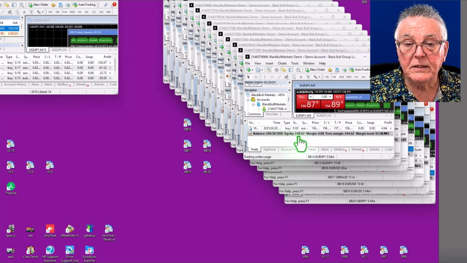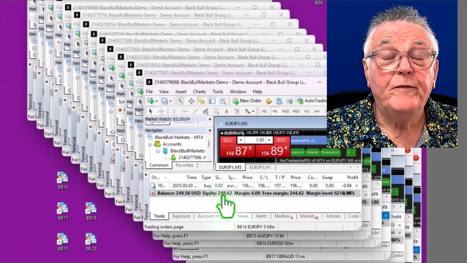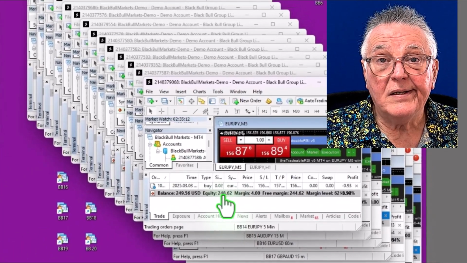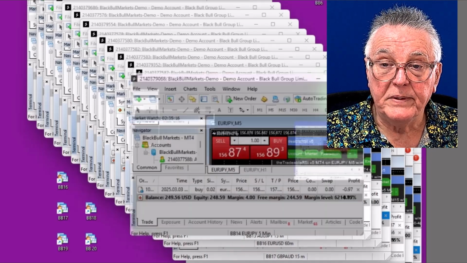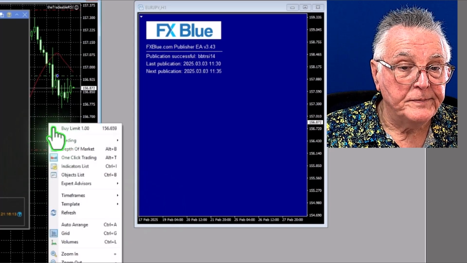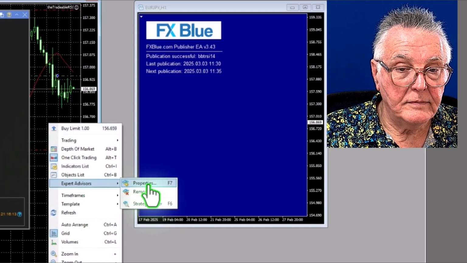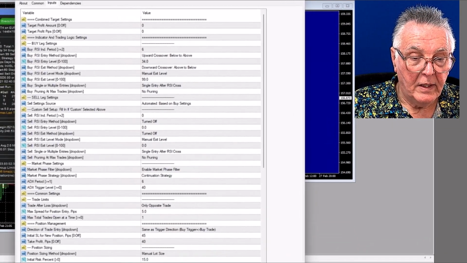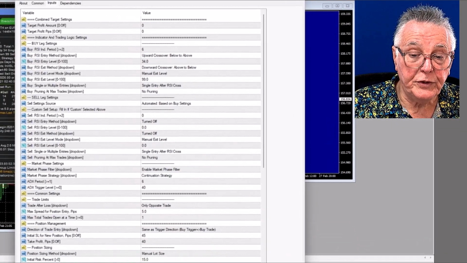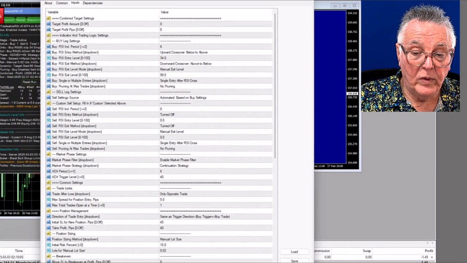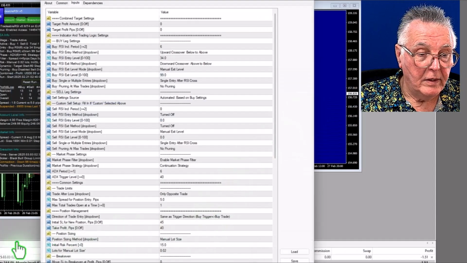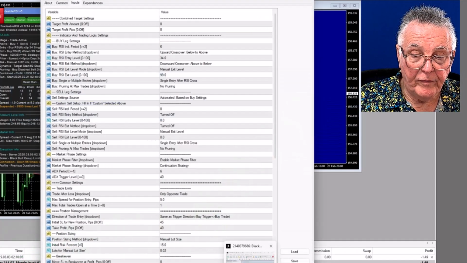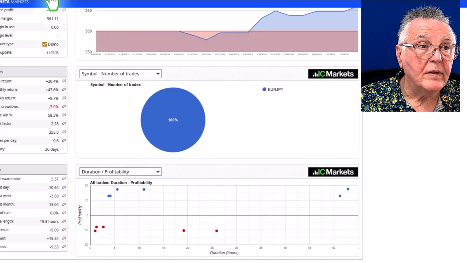Oh, now here's a problem. This one has lost $50, which is like 15%. And let's open up and see what's going on here. Aye, and the lot sizing is 0.02. And what we need to now do is go and look at FX Blue. This one is BB14. So we're going to look at FX Blue 14.